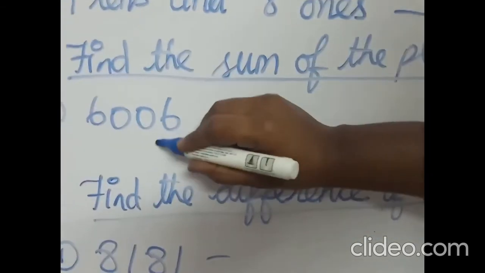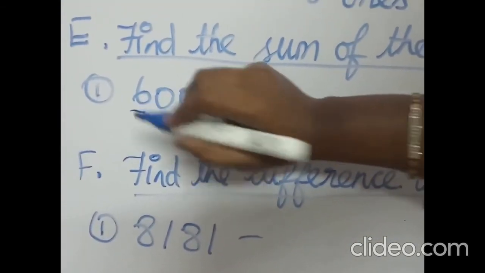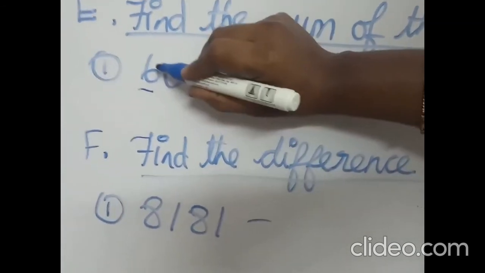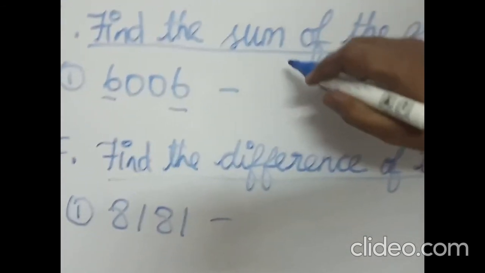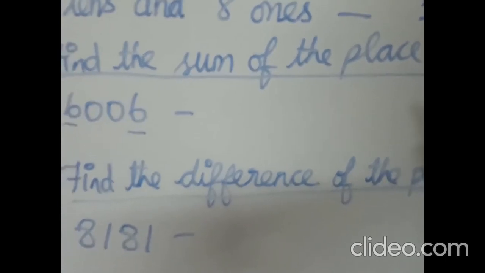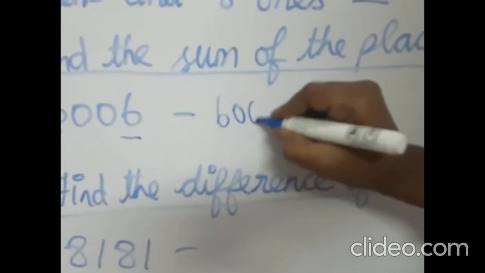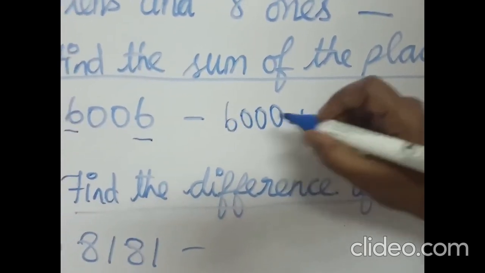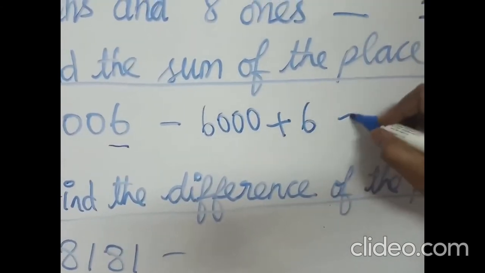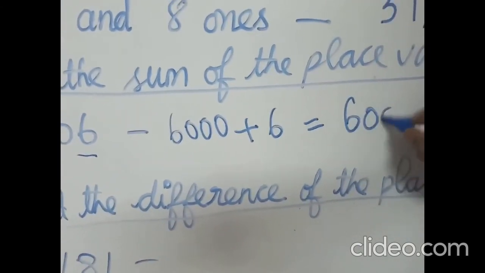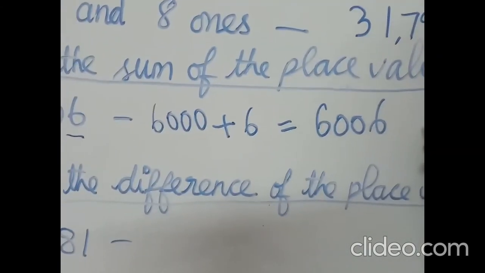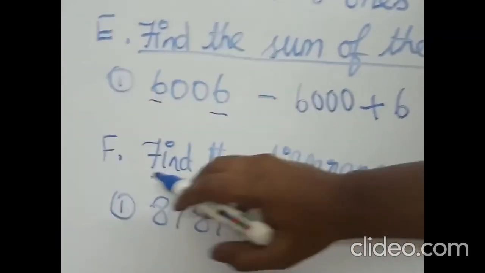Coming to the equation, find the sum of the place value of a 6. Here you can underline the place value of a 6. 6 in the ones place, 6 in the thousands place. They are asking us to find out the sum. So 6,000 is the biggest number, plus we are going to add with the ones place number. So answer will be 6,006. Understand, children?